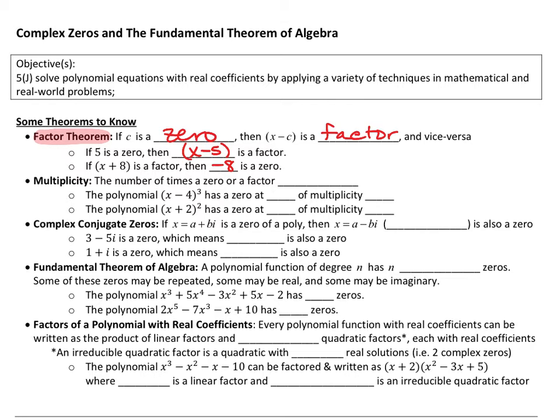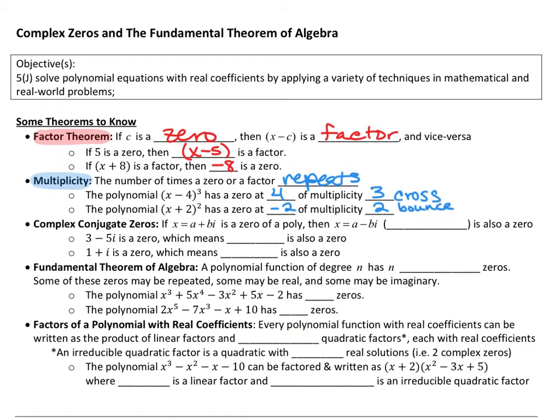Okay? Multiplicity, another, not necessarily theorem, but definition we need to know, is the number of times a 0 or a factor repeats. So if you have the polynomial x minus 4 to the third power, it has a 0 at the number 4 of multiplicity 3, which means that this would cross, since odd multiplicity means it crosses the x-axis. That other polynomial, x plus 2, has a 0 at negative 2 of multiplicity 2, and since that's an even multiplicity, it's going to bounce off the x-axis at that location.